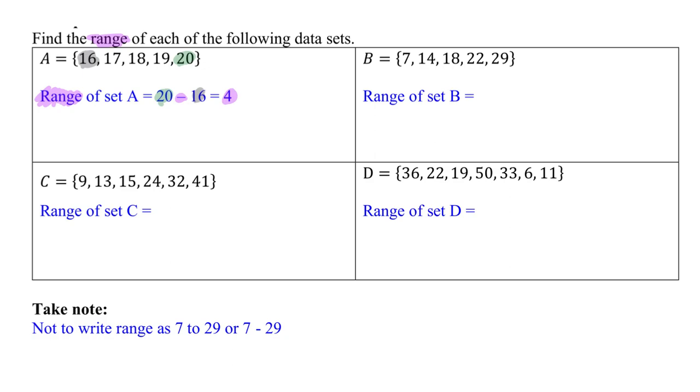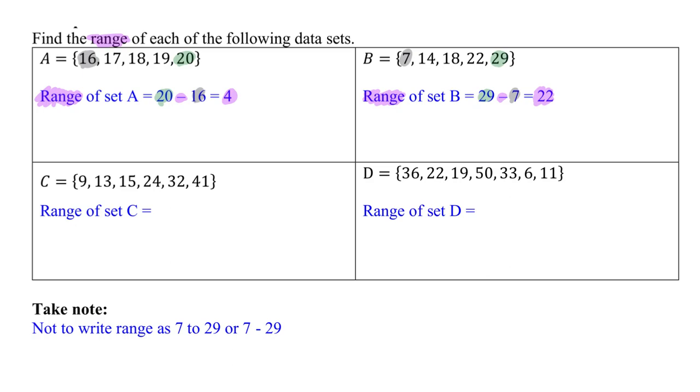So for set B, the largest is 29. The smallest value is 7. So as you can guess, the range of this set B would be 29 minus 7, which is 22. Range equals 22.